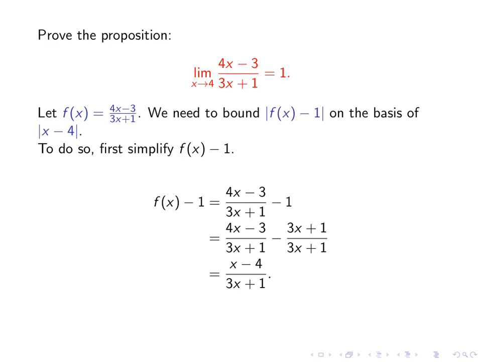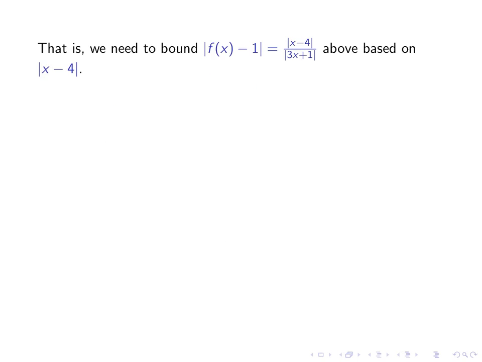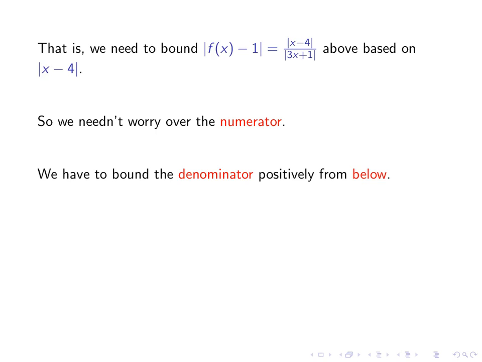We just do this algebraic manipulation here, so that now the absolute value of f(x) - 1 becomes the absolute value of x - 4 over the absolute value of 3x + 1. We need to bound it based on the absolute value of x - 4. Note that the numerator is the thing we're bounding on the basis of, so we needn't worry about it. All we need to worry about is the denominator, and we just need to bound it positively from below, because then that bounds 1 over it positively from above.